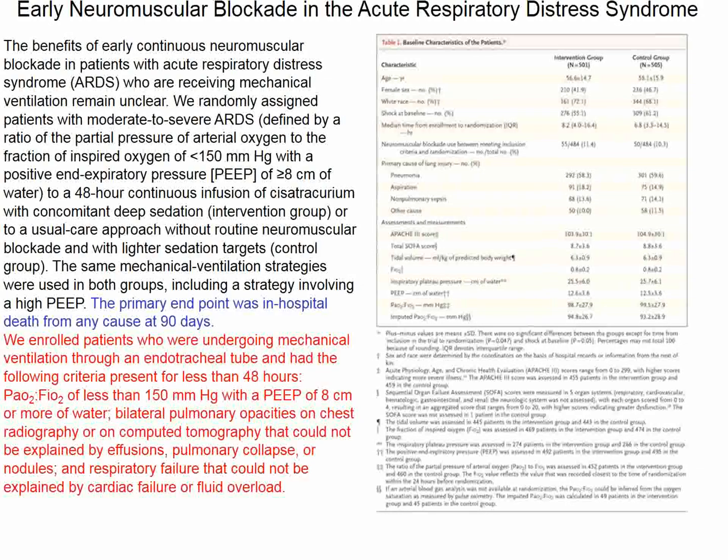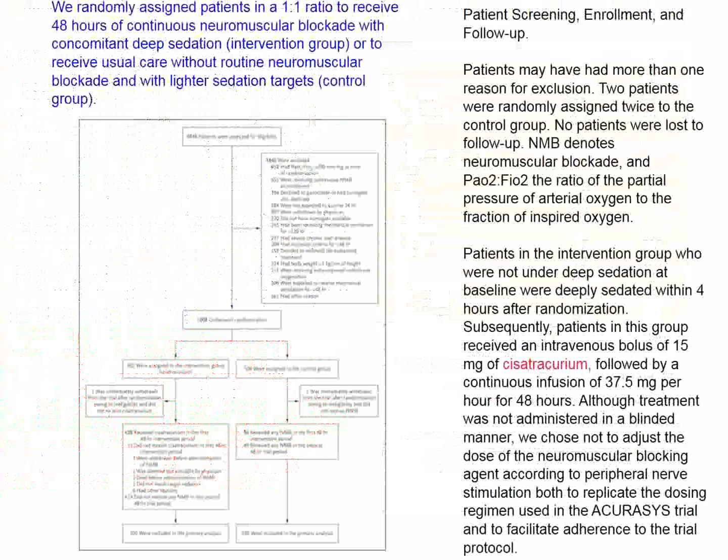They had a PaO2 to FiO2 of less than 150. If you're quick on your mathematics, you'll realize that the normal would be 500. So these patients are quite ill, and they were randomized. These patients were intubated and required mechanical ventilation, which is generally the case in patients with acute respiratory distress syndrome.